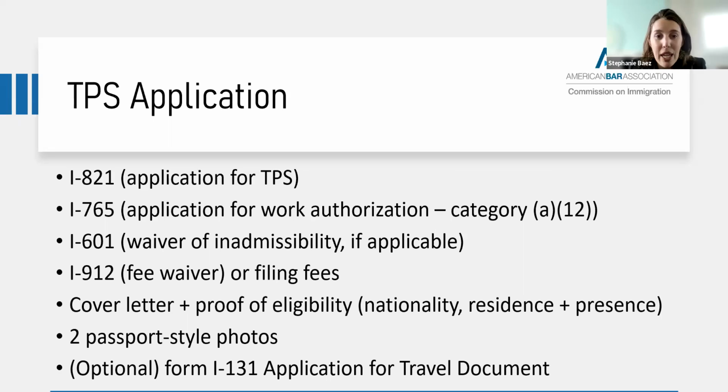So we've got the application, there's an application for work authorization, a waiver of inadmissibility if applicable, if your client has one of those inadmissible factors that apply to them, potentially a fee waiver if your client's not able to afford the filing fees for TPS, a cover letter with the proof of eligibility that make your client eligible for TPS, and I'm going to get more into that in just a minute, 2 passport style photos, and potentially an application for a travel document.